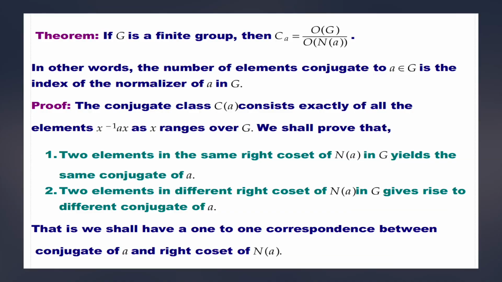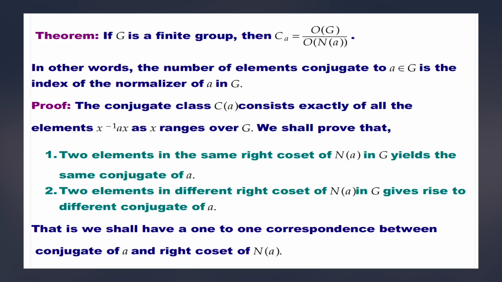The next theorem will show the relation between conjugate elements and the index of the normalizer. The theorem is: if G is a finite group, then |C(a)| is equal to the order of G divided by the order of the normalizer of a. In other words, the number of elements conjugate to a in G is the index of the normalizer of a in G. Let us prove this. The conjugacy class C of a consists exactly of all the elements x inverse a x as x ranges over G.